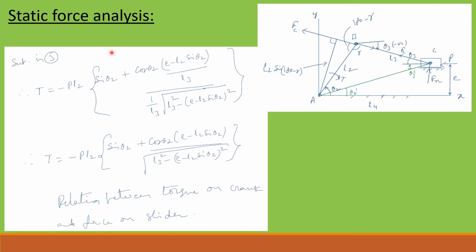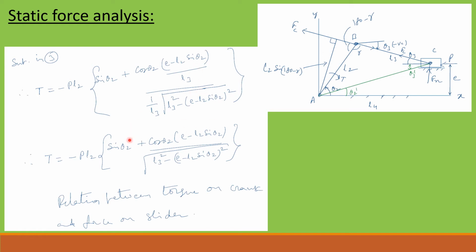Now let us substitute cos theta 3 in the torque equation. So we get torque equation T equal to minus P L2 into sin theta 2 plus cos theta 2 times E minus L2 sin theta 2 divided by L3, whole divided by 1 by L3 square root of L3 square minus E minus L2 sin theta 2 square.